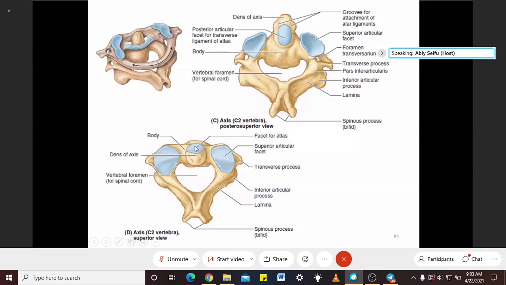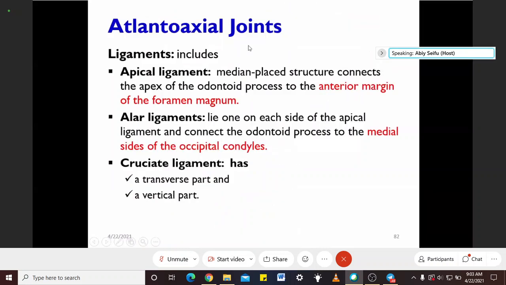You see, this one is the odontoid facet for the arch, which is attached from both sides, one by articulation from posteriorly, and there is also a ligament here. Now let's see the ligaments associated specifically with this joint, the pivot type of joint, which are the apical ligament, the alar ligament, and the cruciate ligament.